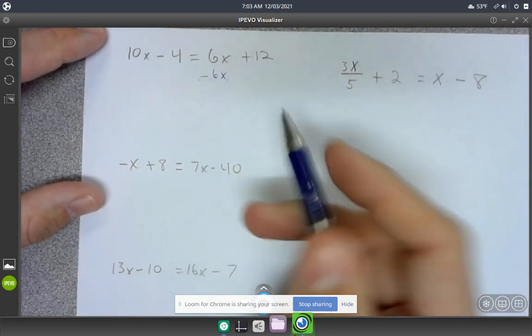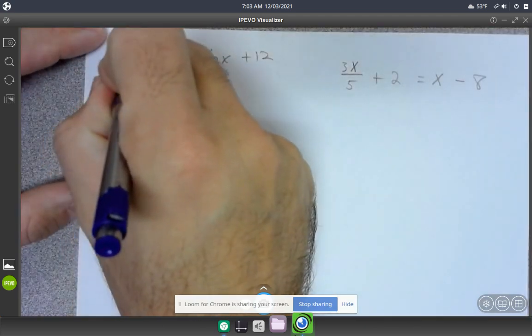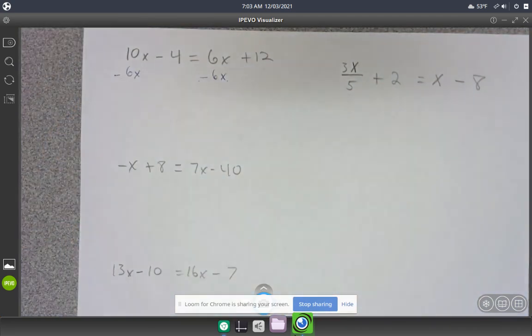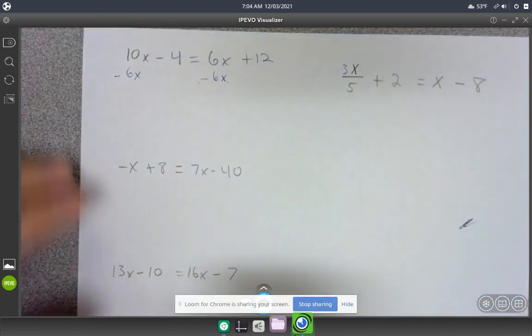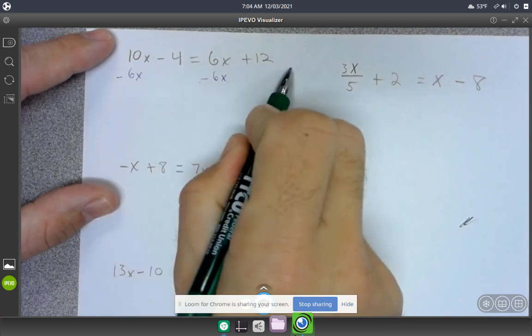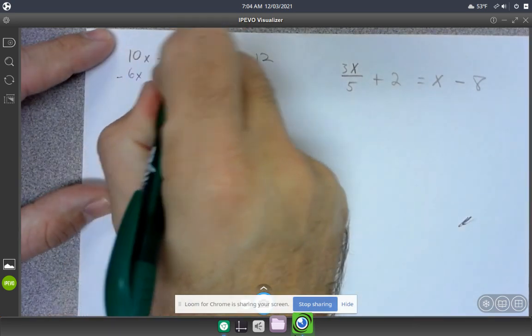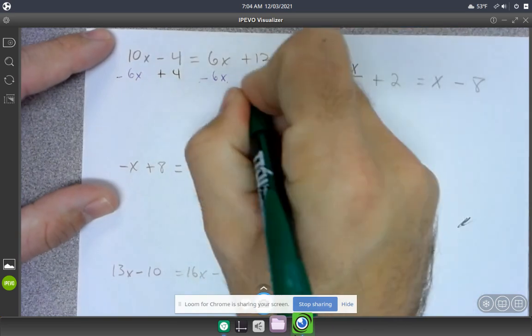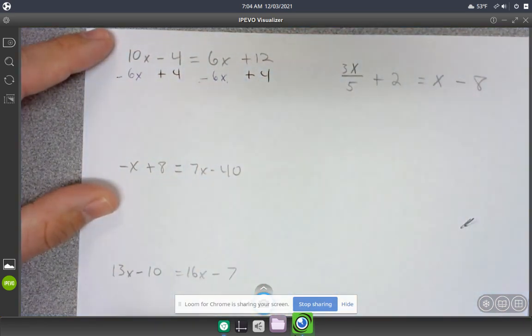6x minus 6x cancels that out. So I have to subtract 6x from that side. At the same time, I'm going to move this constant term over to the right-hand side. It's a negative 4 here, so I'm going to add 4 to both sides to move it over.